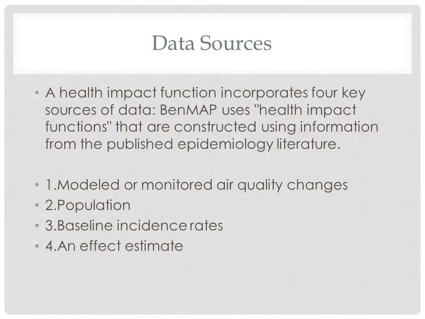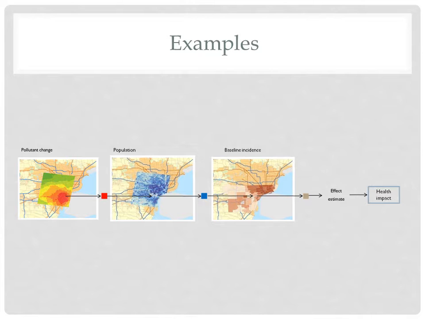A health impact function incorporates 4 key sources of data. It uses health impact functions that are constructed using information from published literature, modeled or monitored air quality changes, population, baseline incident rates, and an effect estimate. I'm going to show you some examples of what BenMAP can do.